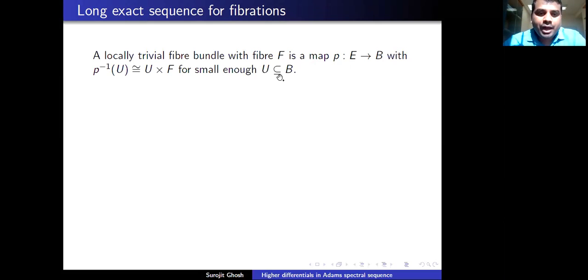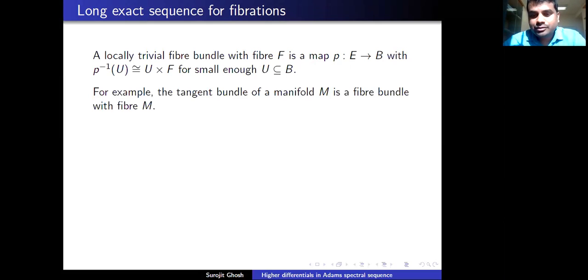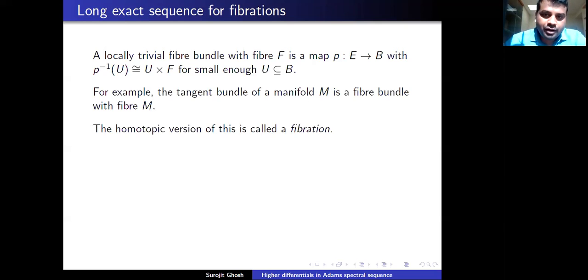And we know the example of the tangent bundle. The tangent bundle is a good example of a fiber bundle, because if you take a point here and pull it back using the tangent bundle projection map, you get the tangent space as the fiber. This is a concrete example from geometry, and a fibration is some kind of homotopic version of this fiber bundle. I don't want to go into the exact definition of the fibration.